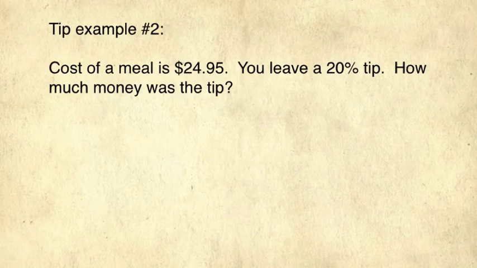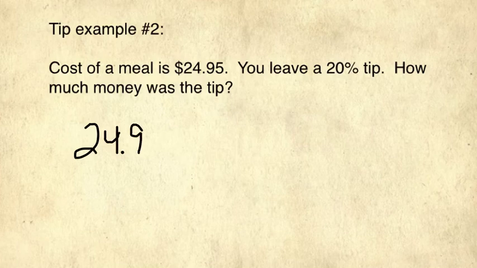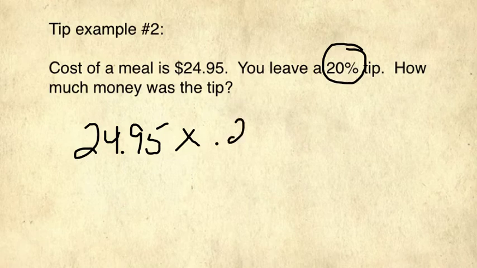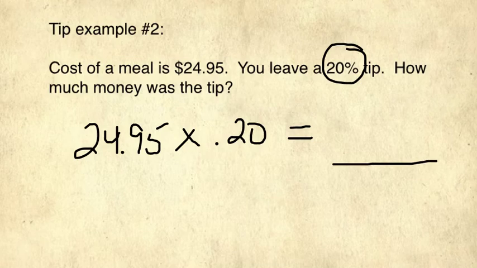Okay, let's do another example of tip. In this example, you have a meal that costs $24.95, and you leave a 20% tip. How much money was the tip? How much was the money exactly? So you're going to set up your problem again, the cost of the meal, which was $24.95, and you're going to multiply that times 20%. Remember, change it to a decimal, 2 places. And then tell me what you get for the tip. I'm not going to fill that in. I want to know what you got for the tip. And then give me another answer after you figure out your tip. What would you actually leave on the table?